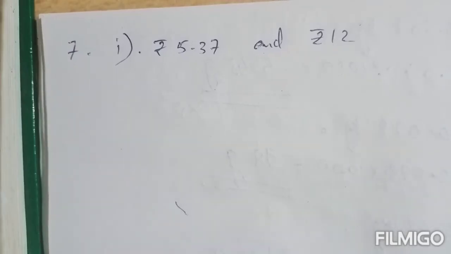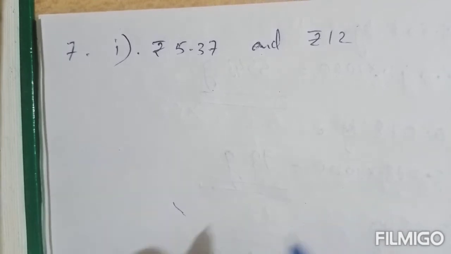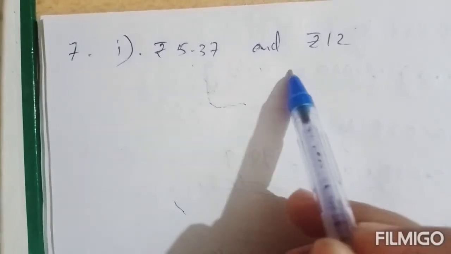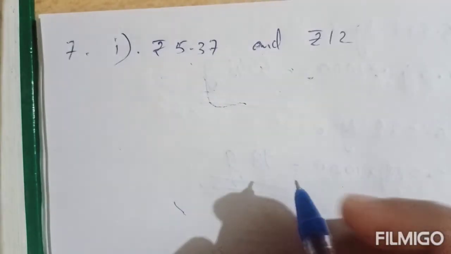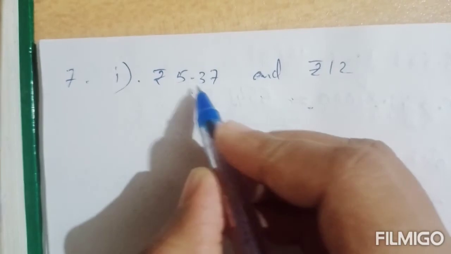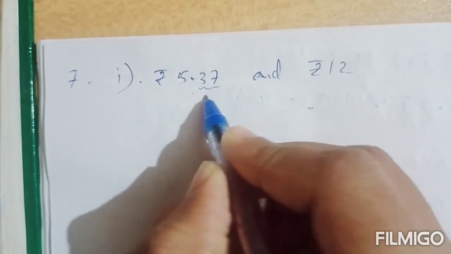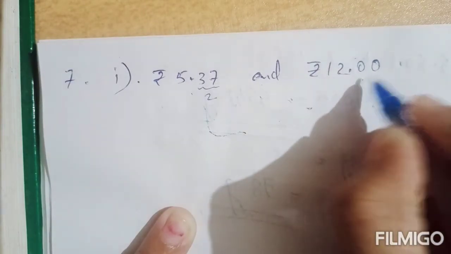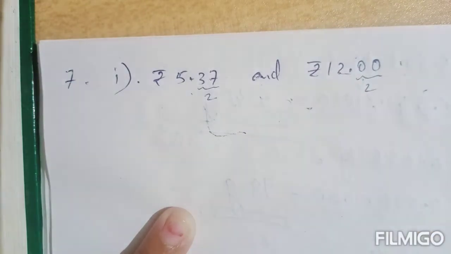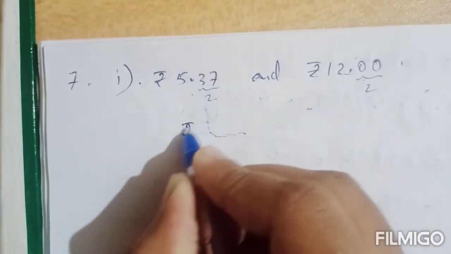Seventh question, add, giving answer in rupees. So first one, rupees 5.37 and rupees 12. So you have to add these two rupees. So addition of two decimal fractions. Here two decimal places are there. Here no decimal places. You can put 2 zeros. Okay, now the number of decimal places is 2. Adding these two rupees.